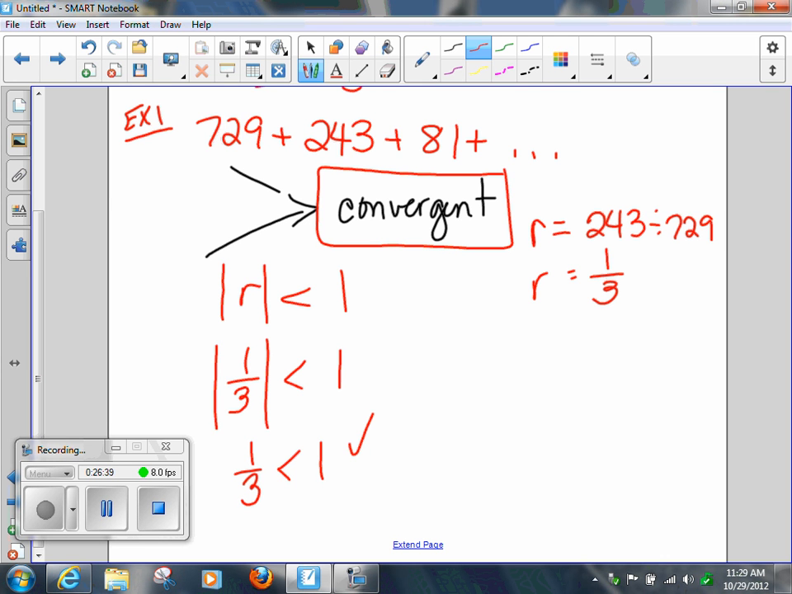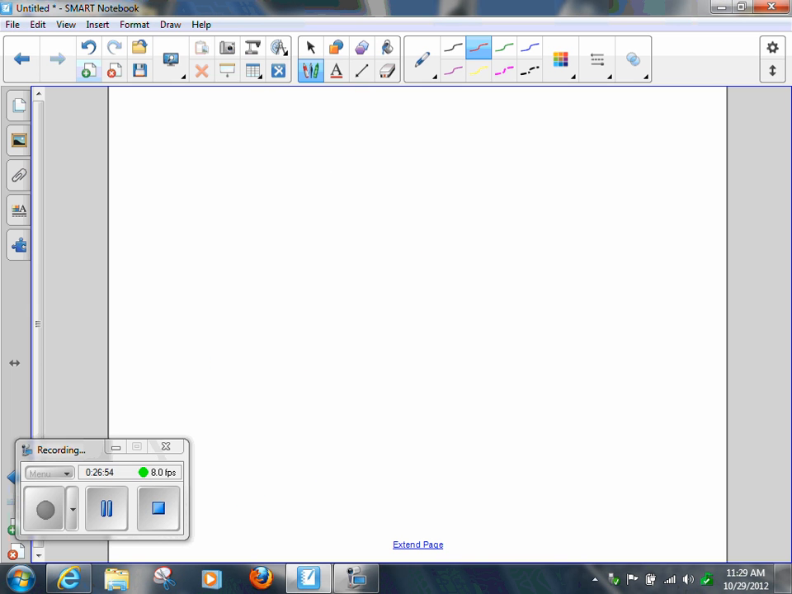One more example. Questions. But is this something you have to memorize? Yes, you have to know that r is less than 1 for convergent, and r is greater than or equal to 1 for divergent. But it's kind of connected. Last example for the day.